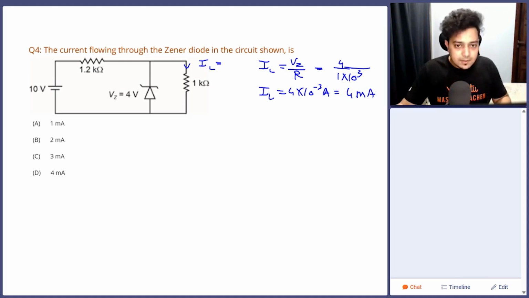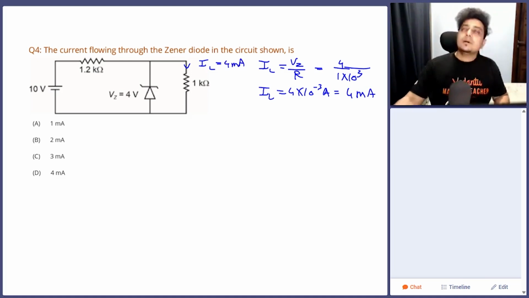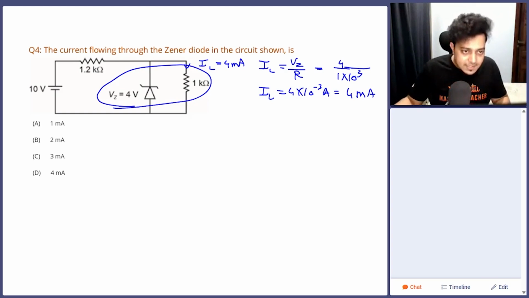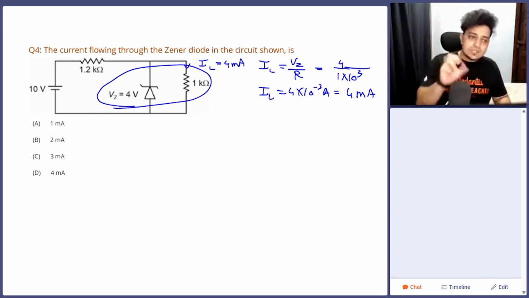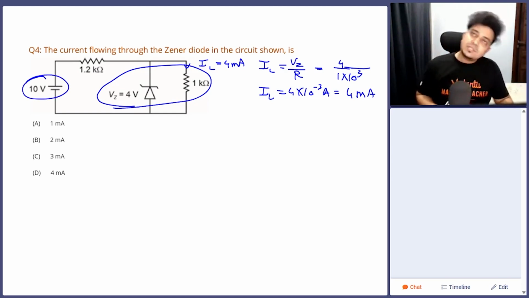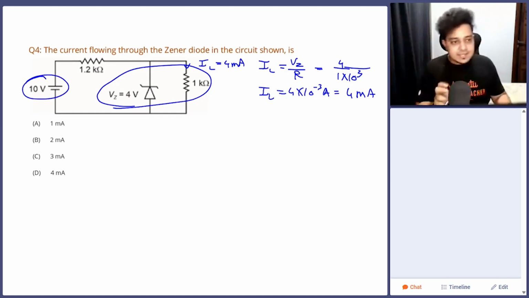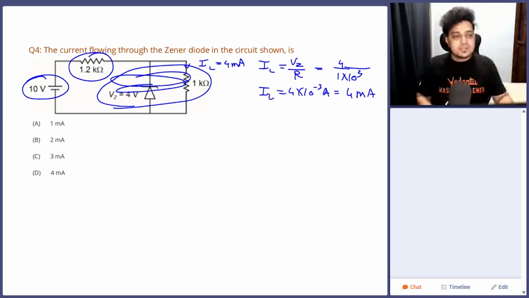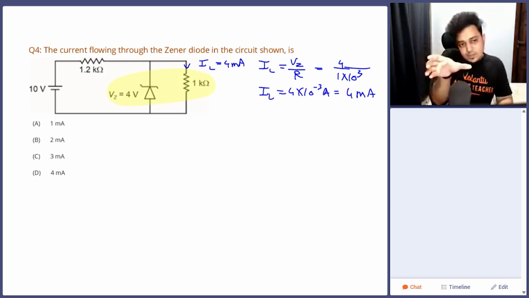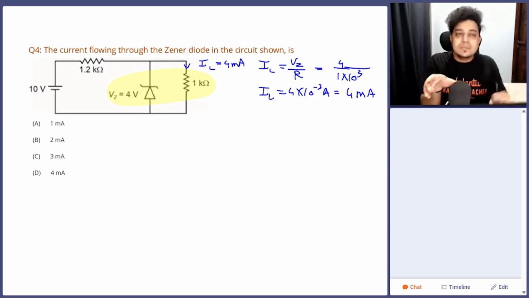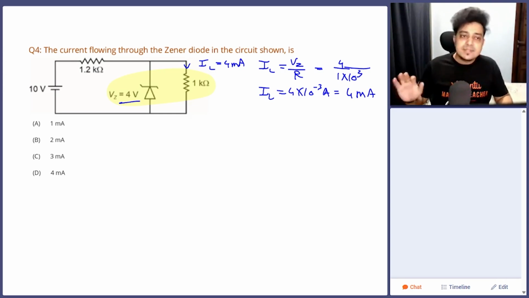This is the current in the load. Now, as I said, whatever is in parallel with the Zener will always have voltage 4. So if that portion of the circuit takes 4 volt, the total voltage available here is 10. Understand, the Zener portion and this, they are in series combination. This group of things in parallel with the Zener, and the remaining 1.2 kilo ohm, they are in series combination, right? So potential will be divided. Total potential available is 10, out of which 4 is consumed by the Zener.